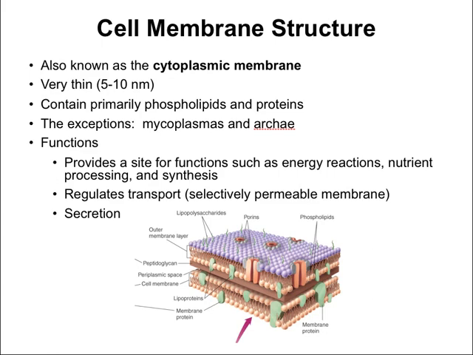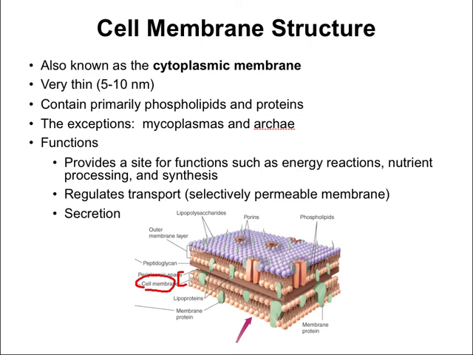So now let's take a look at the cell membrane structure, so the inner membrane. This membrane is also known as the cytoplasmic membrane. It's very thin and it contains primarily phospholipids and proteins, just like a eukaryotic cell membrane. The exceptions here are in mycoplasmas and archaea. They have a slightly different structure, which we'll examine later.